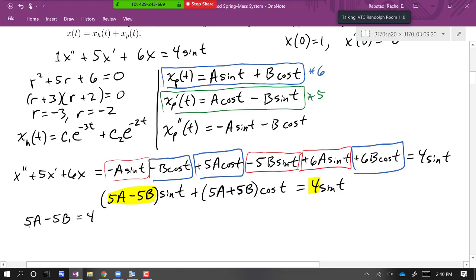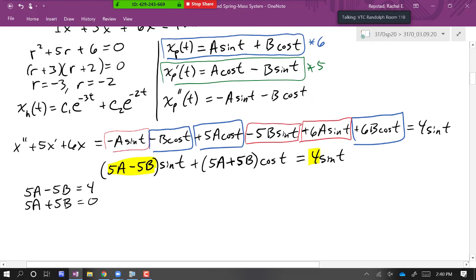So 5a minus 5b is 4, and 5a plus 5b is 0. And we have a nice system of equations. I think this system is just begging us to solve by elimination by addition, because we have nice coefficients on the b that cancel each other out. So we get 10a is equal to 4, or a is 4/10, 2/5.